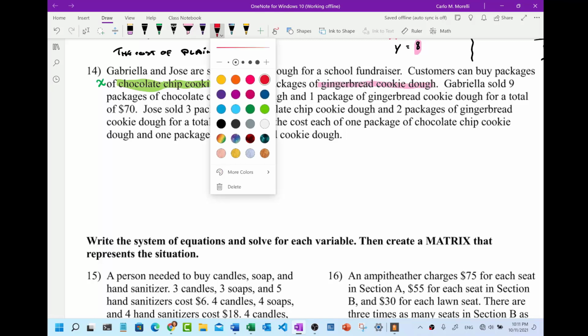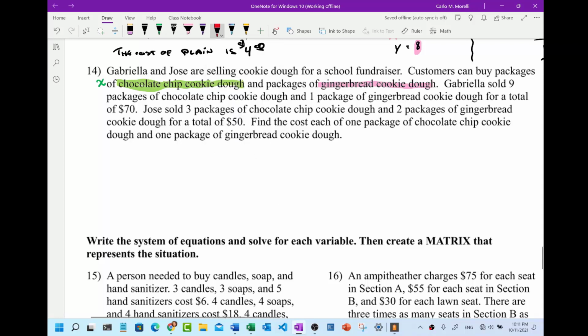Okay. And once we get this going, we can just write down our equations. So it says here Gabriella sold 9 packages of chocolate chip cookie dough, which we have labeled x, so it's 9x, plus 1 package of gingerbread cookie dough, which we labeled y, for a total of $70, in other words, equals 70. And that's how you form these equations. And then Jose sold 3 packages of cookie dough, 3x, and 2 packages of gingerbread, 2y, for a total of 50, equals 50. All right, so there's your 2 simultaneous equations.